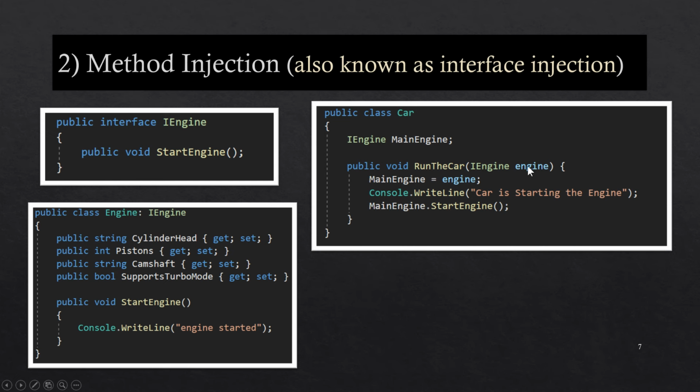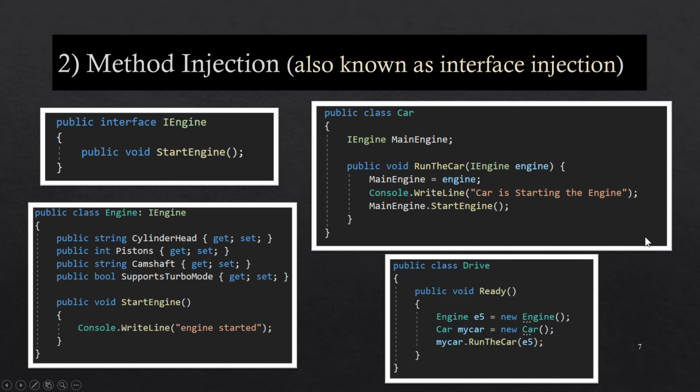So now when this engine is provided, we assign it to main engine and then we start the main engine. And this start engine is coming from here. So it will say engine started. Now this is how it is implemented.